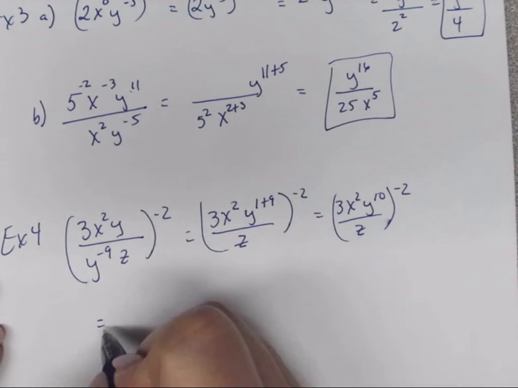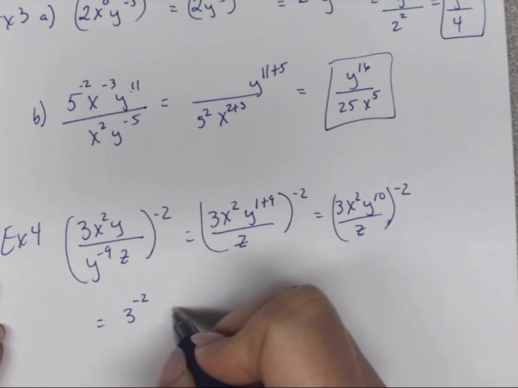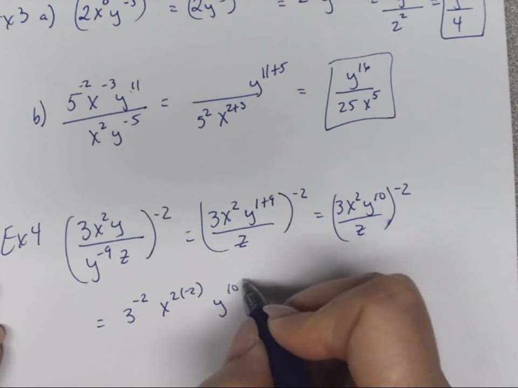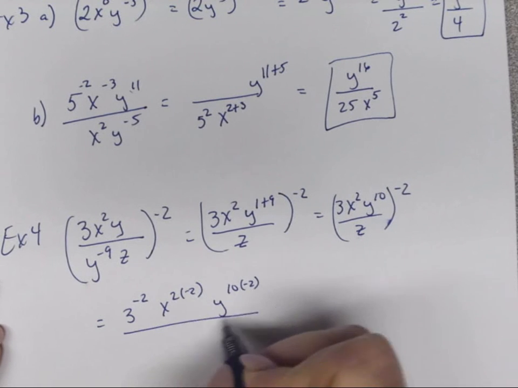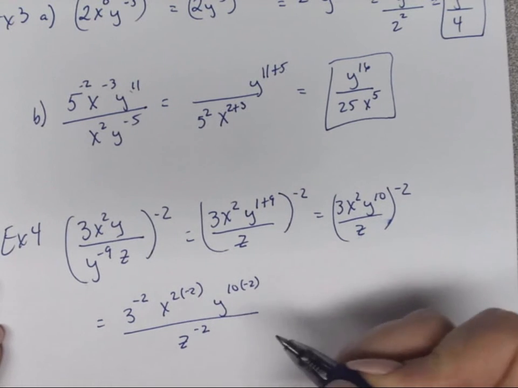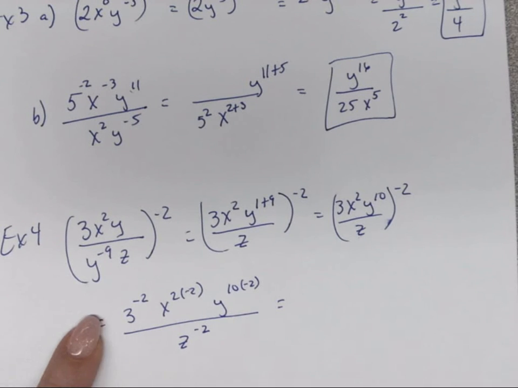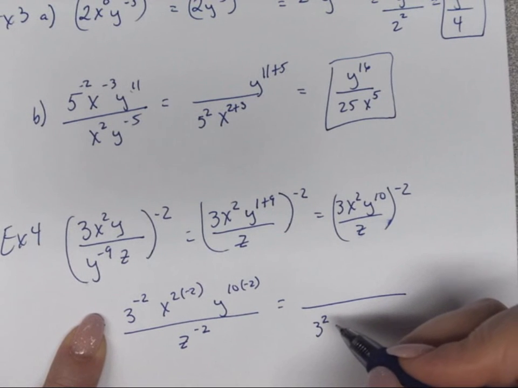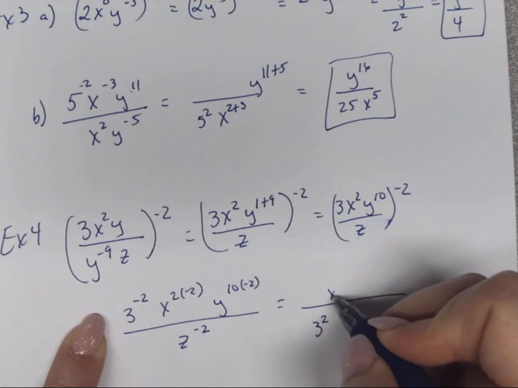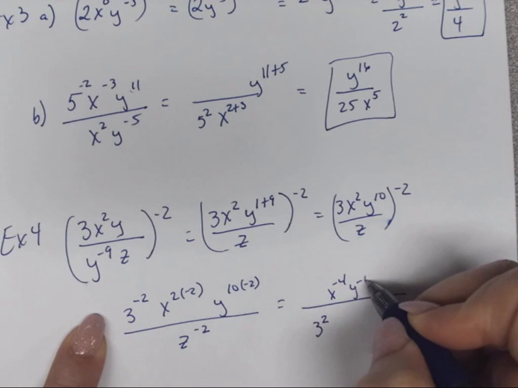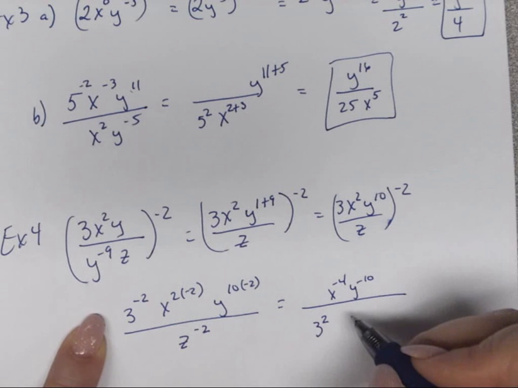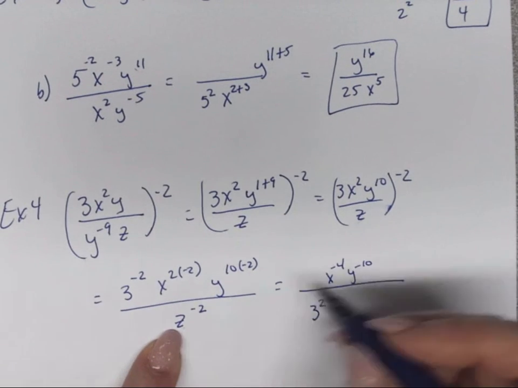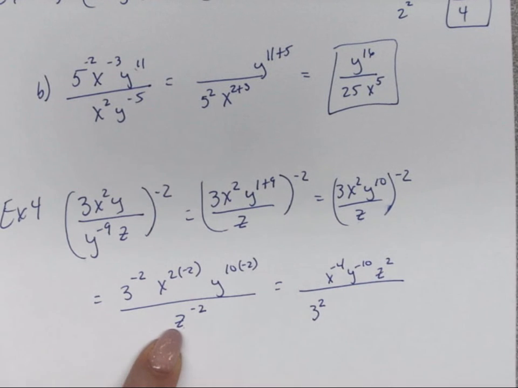So now I'm going to have 3 to the negative 2, x to the 2 times negative 2, y to the 10 times negative 2, all over z to the negative 2. For my number, I know it has to come down into the denominator as 3 squared. And then I have x to the negative 4, y to the negative 10. And I know that the z's are going to have to move up because it's all multiplied out. So z squared on the top.